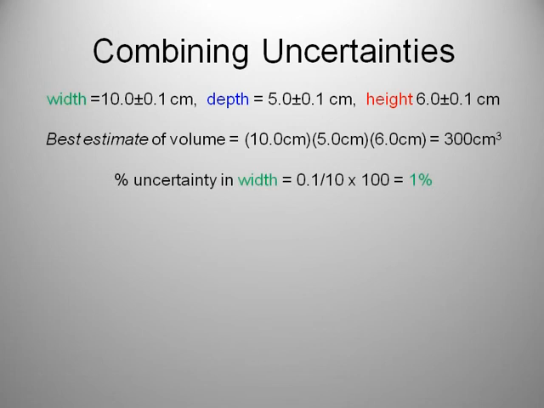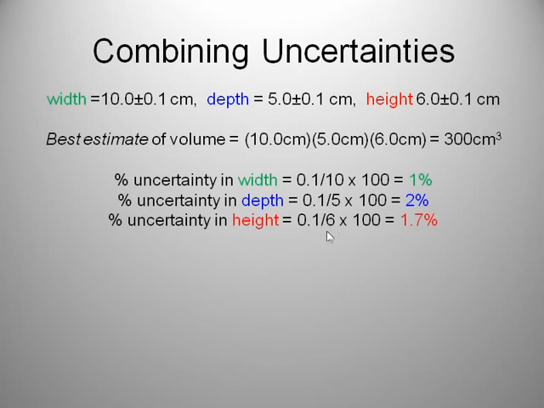But what about the uncertainty? Well, we know the uncertainty in the width. Right here, it's 0.1 divided by 10. That's 1%. The uncertainty in the depth is 0.1 over 5, which is 2%. The uncertainty in the height is 0.1 over 6, which would be 1.7%.